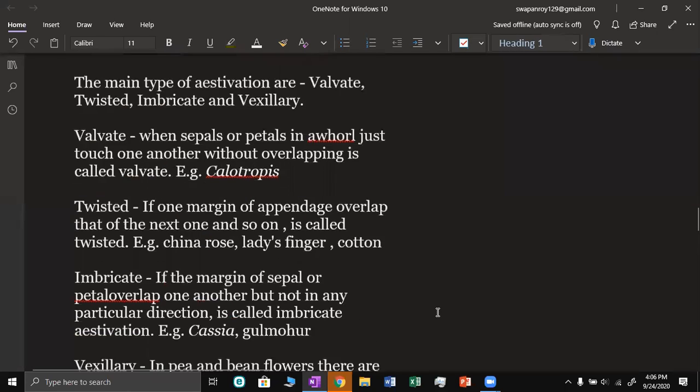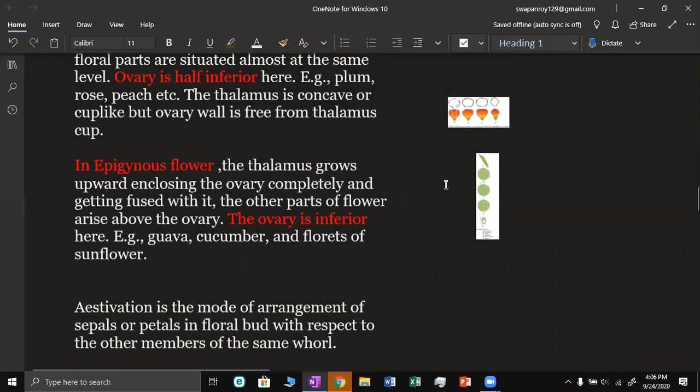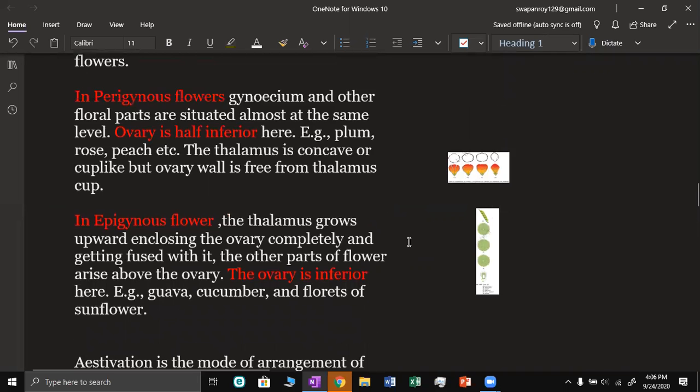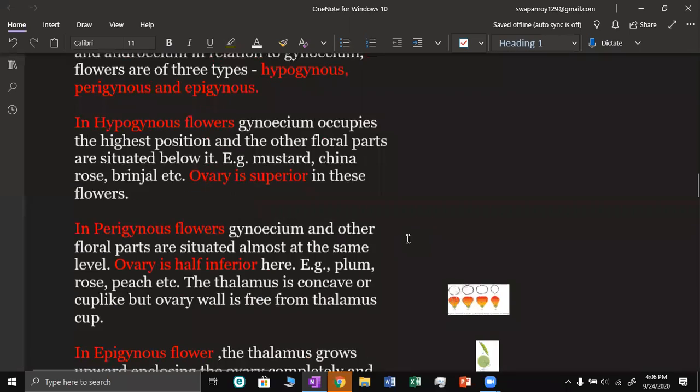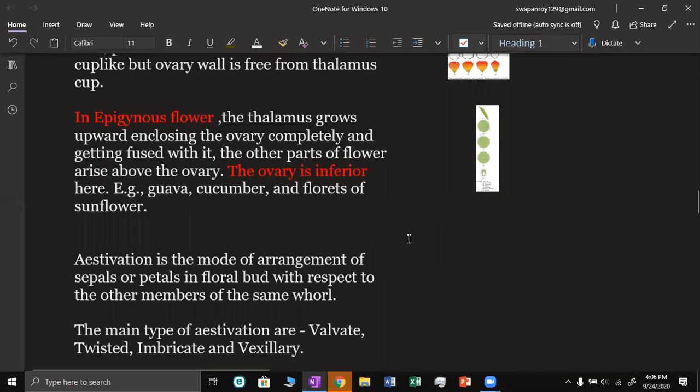From the class that we left yesterday. Okay, so I think this type of flowers we finished yesterday, no? Hypogynous, perigynous, and epigynous. Is it? Remember? Hello. Yes, sir. Yes, sir.